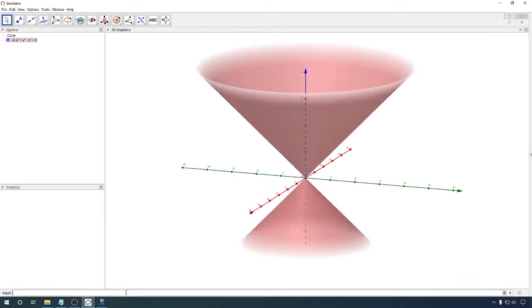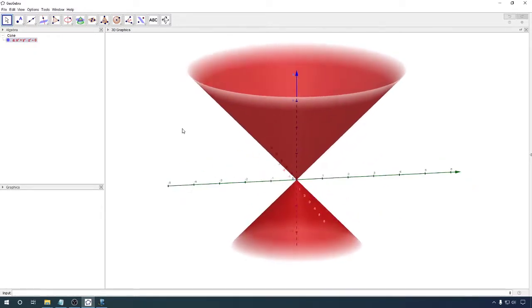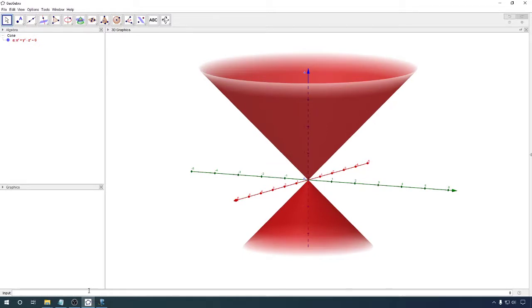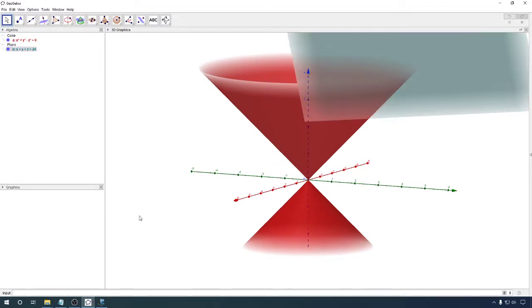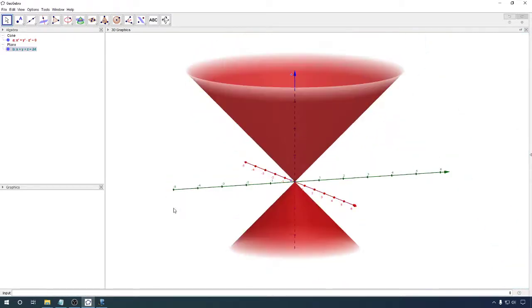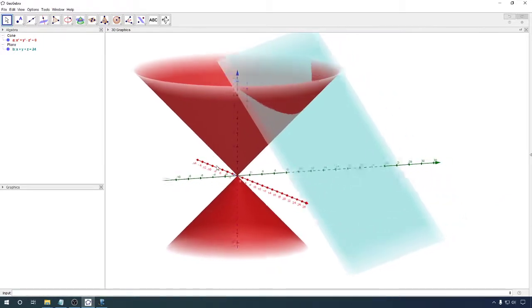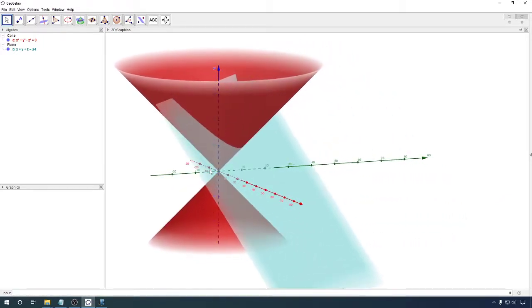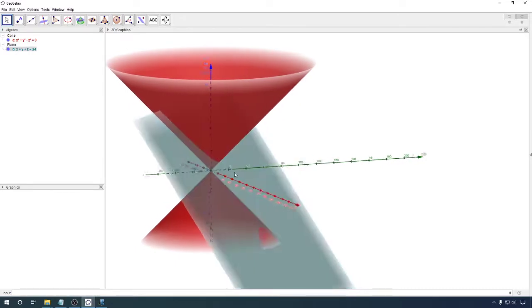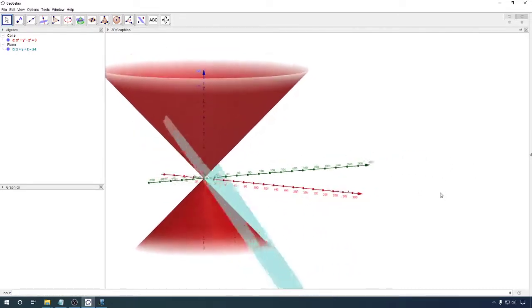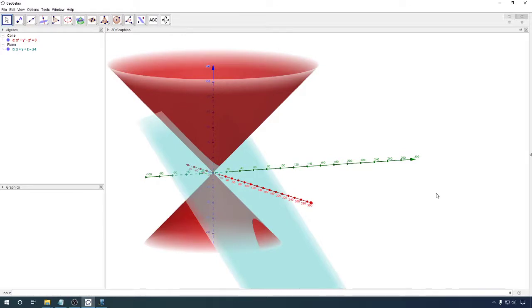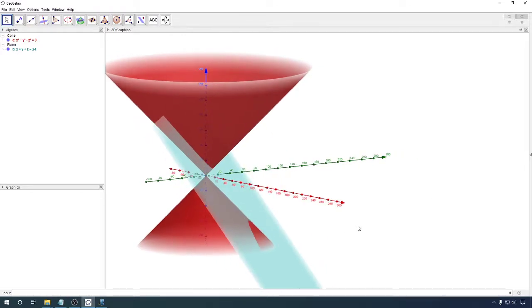So x squared plus y squared minus z squared equals 0. This is a cone. If we graph x plus y plus z equals 24, we get a plane. It doesn't look like it hits it. We actually need to zoom out quite a bit before we can really see what's going on here. Okay, that might be far enough. So what you can see here is that we have a plane that intersects this cone.